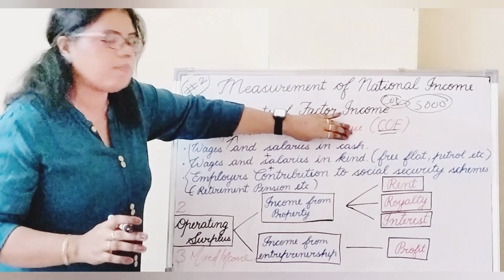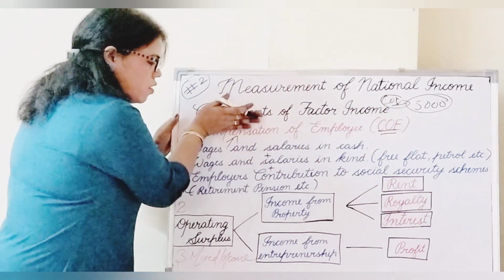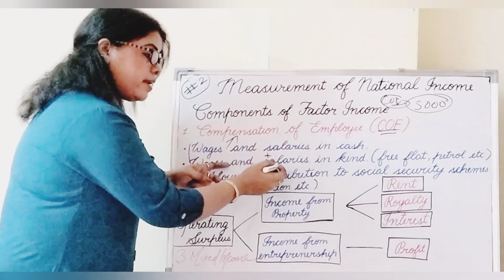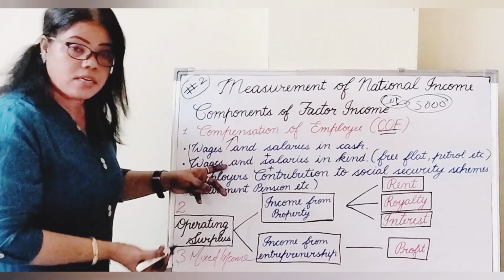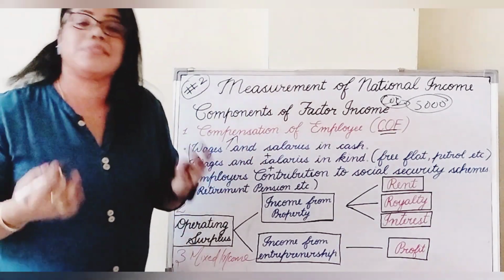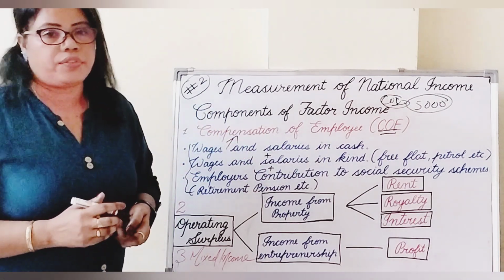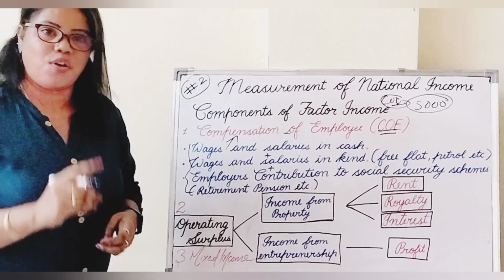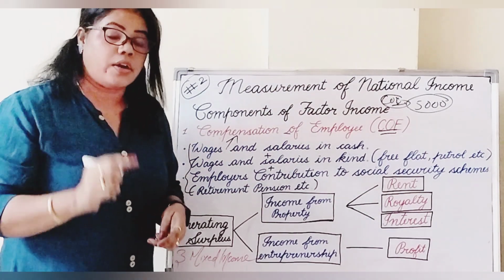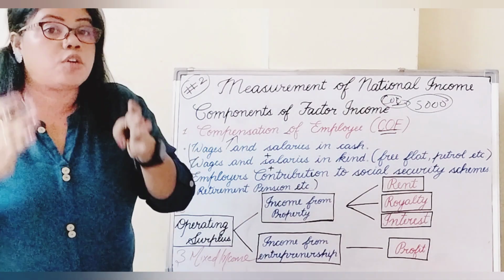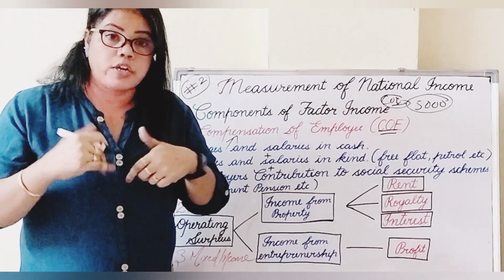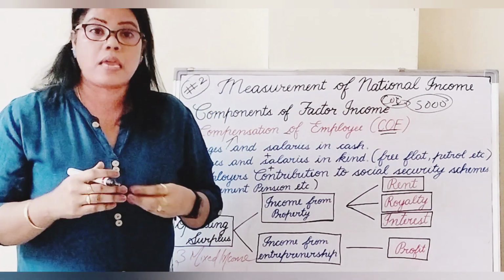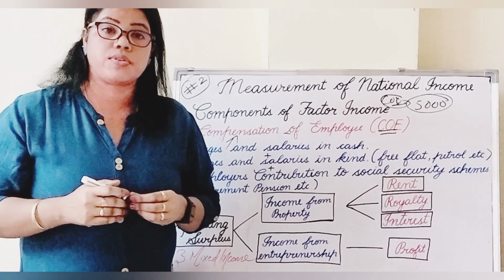If compensation of employees is not given, and instead wages and salaries in cash, wages and salaries in kind, and employees' contribution to social security scheme are given, then you take the three values and add them, and you will get compensation of employees. I hope you are getting what I am saying. And children, if you are unable to understand, and if you want to give me any suggestions, please type in your comment box, so that according to your level of understanding I can explain to you.